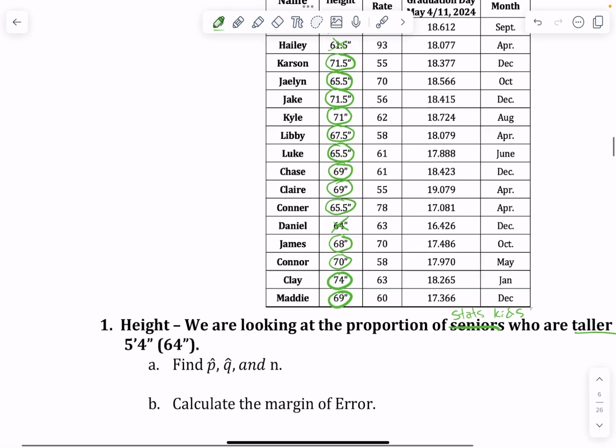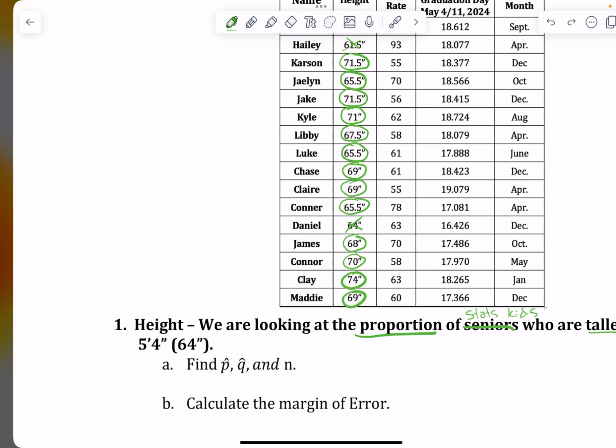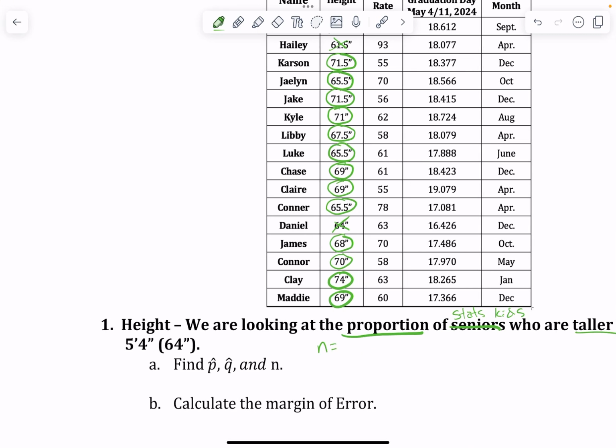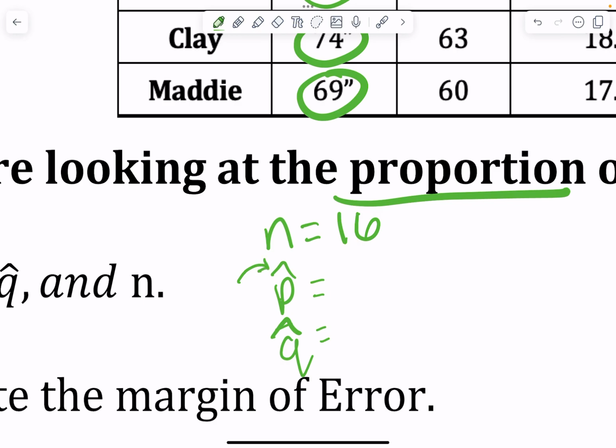And we're looking at proportions. So when we're doing proportions who are taller than, I think there's 16 of you total. 13 out of 16. For part A, we're trying to find p hat, q hat, and n. So n equals, p hat equals, q hat equals, just write them down like this. N, there's 16 of you total. P hat has to do with our sample. Anytime we're talking about p hat or q hat, this is according to our sample. So 13 out of 16 are taller than 64 inches.